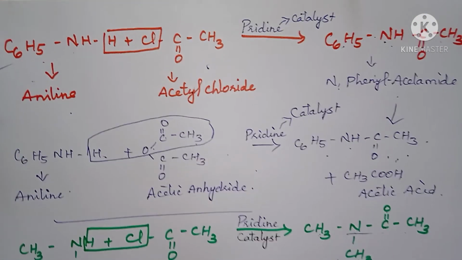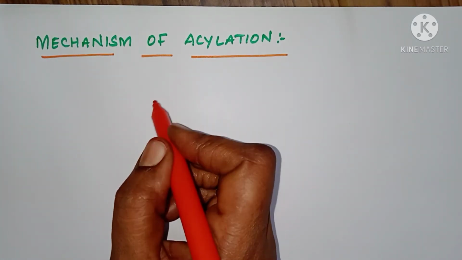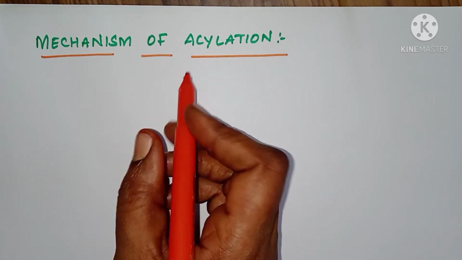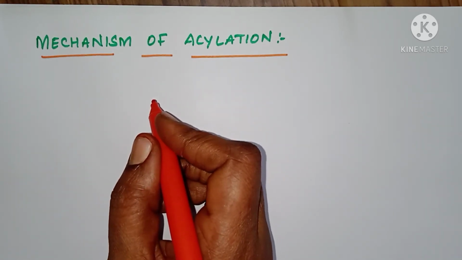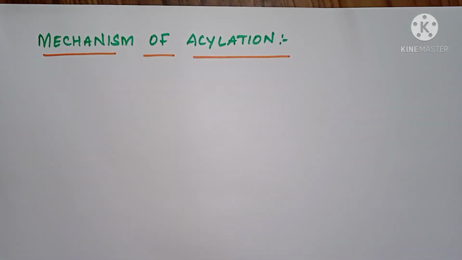Next one, the mechanism of acylation. Now we are going to check the mechanism. See, the amine acts as a nucleophile and attacks the carbonyl carbon, C double bond O, of acetyl chloride, giving an intermediate that loses H plus and Cl minus ions, giving the final product, an amide. Now when I write it, you will come to know very clearly.